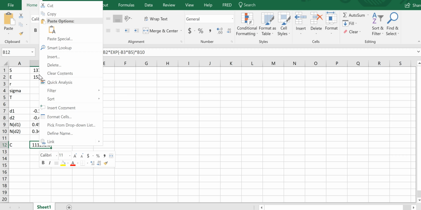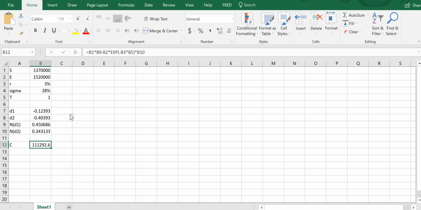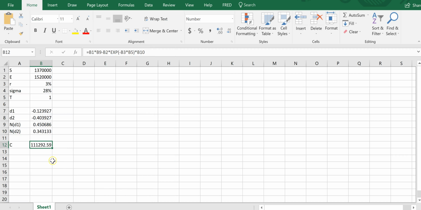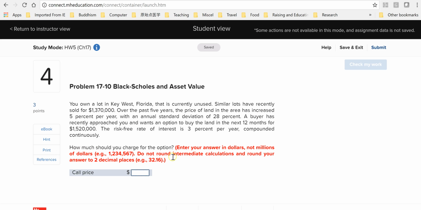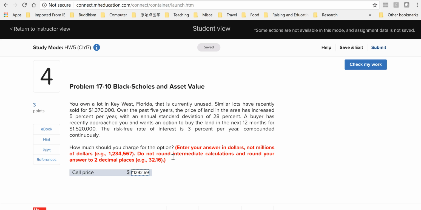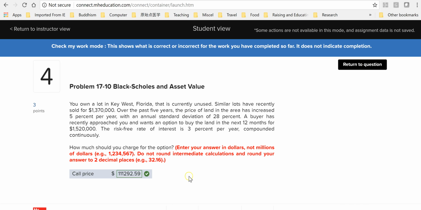And so I can format the cell and keep 2 decimal places, and that's this number, 111,292.59. So let me check my work. Good work.